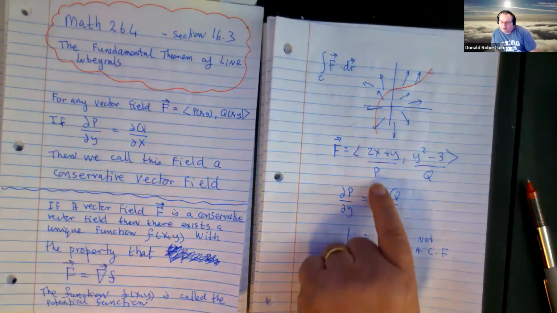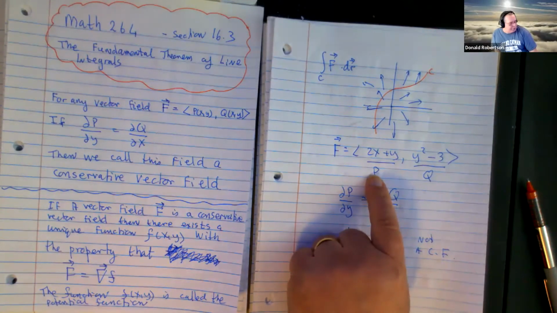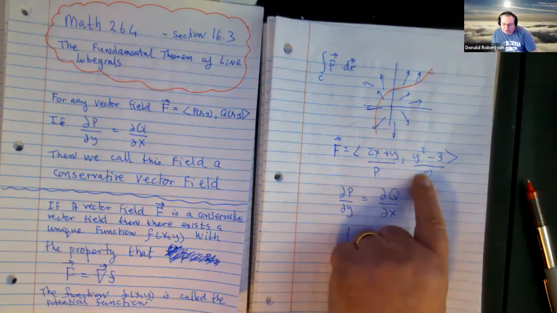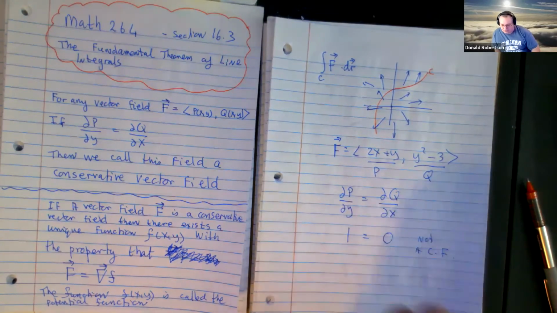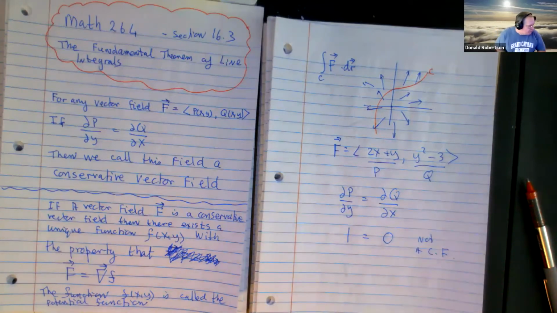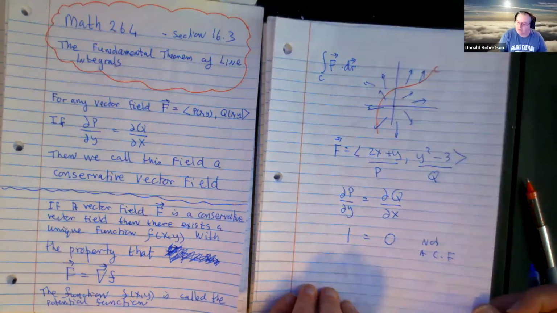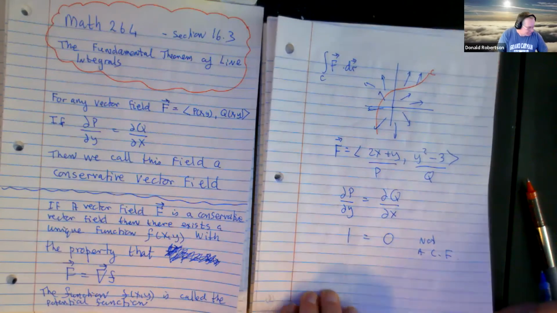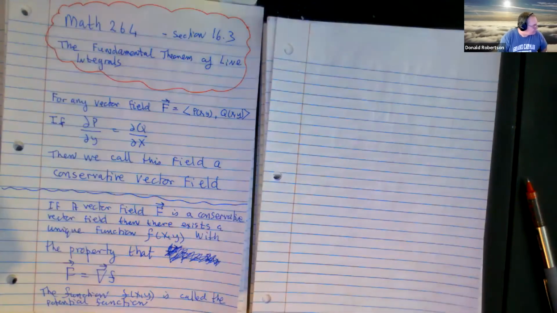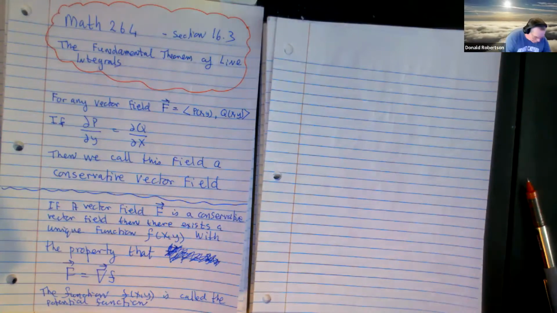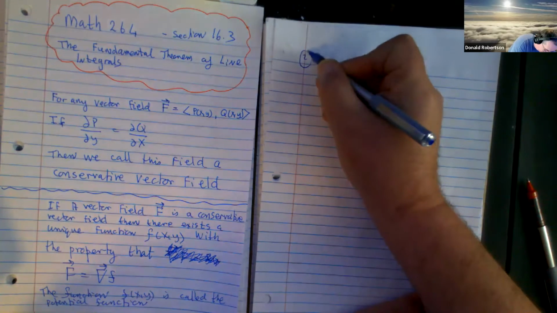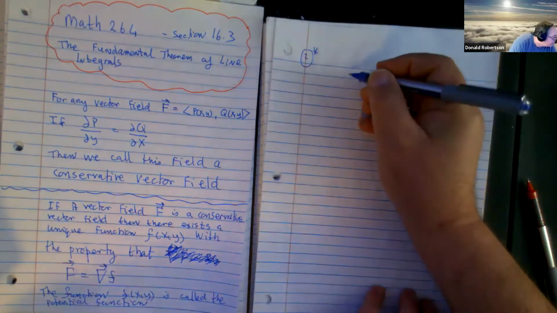So it's not a hard thing to check, right? You just take the derivative of this guy with respect to y, and you compare it to the derivative of this guy with respect to x. And if they're equal, conservative field. And if they are not, well, they're not a conservative field. So an example would be, let's find one that works. Okay, this one works.